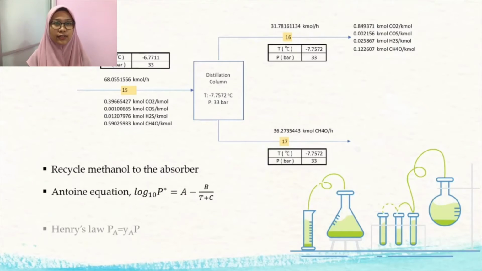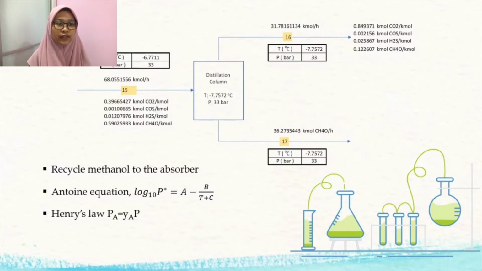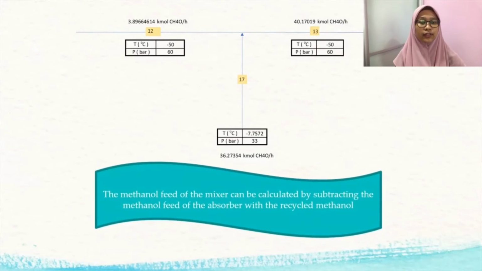The distillation column will then recycle back the methanol at a temperature of negative 7.7572 degrees Celsius and pressure of 33 bar. To solve the material balance, we need to find the vapor pressure of carbon dioxide at negative 7.7572 by using the Antoine equation and its mole fraction by using Henry's law. The methanol feed of the mixer can be calculated by subtracting the recycled methanol from the methanol feed of the absorber.